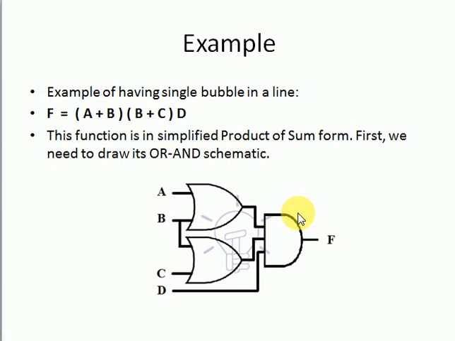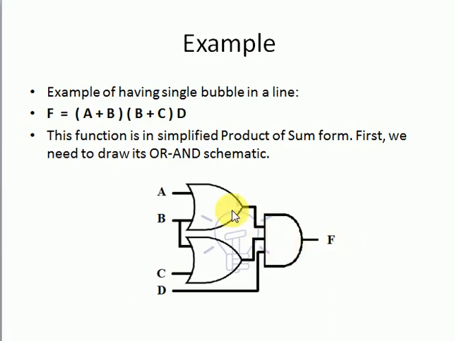Now here is another example, in which we have F is equal to (A plus B) into (B plus C) into D. First of all, you may see this is in the form of POS, product of sum. So first we need to draw the OR-AND schematic. Here is A plus B, then B plus C, and after that we have an AND gate with 3 inputs, where the first input is this, and the second and third. So F is equal to (A plus B) into (B plus C) into D.